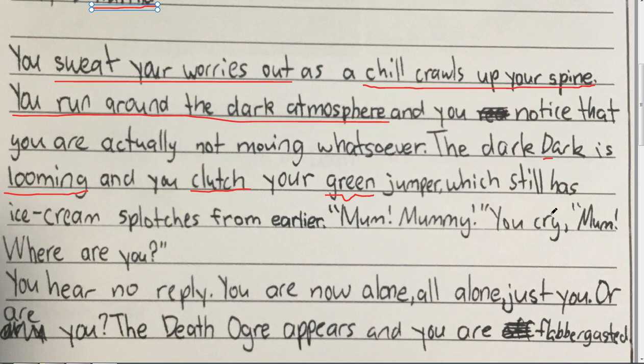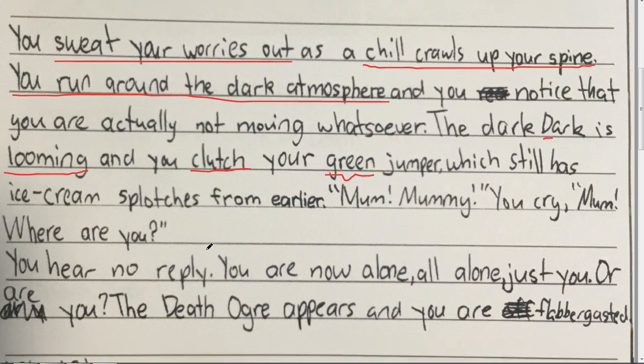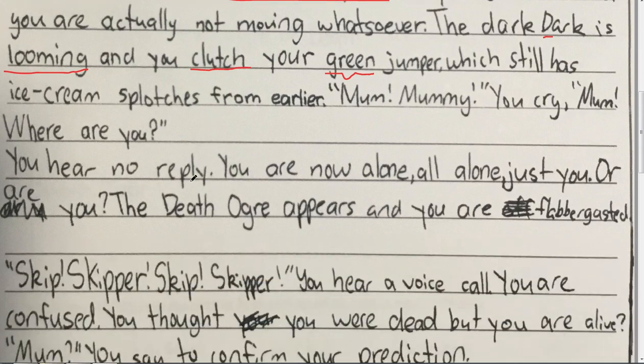Mum, mummy, you cry. Mum, where are you? You hear no reply. You are now alone. All alone. Oh, I love that. That's very good writing. Okay, that she's accentuated, emphasized the alone. That's a good technique to use. You are now alone, all alone. So you repeated it, but strengthened it as well. Just you again. That's a very good sentence. Right, because it links to what's gone in the story before. It's about how you as an 8-year-old boy feel all alone because you can tell even your mum is scared at the moment. Or are you?